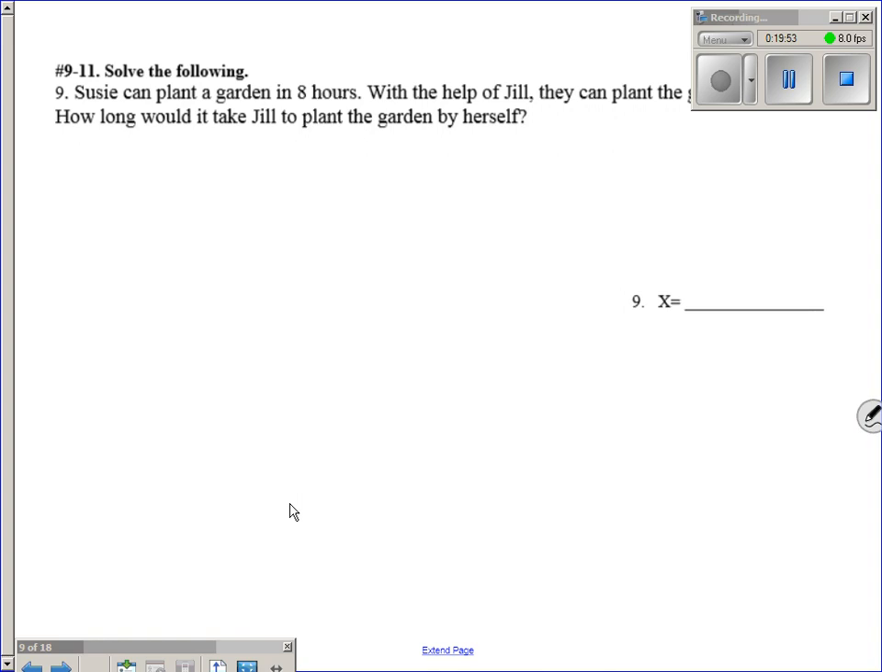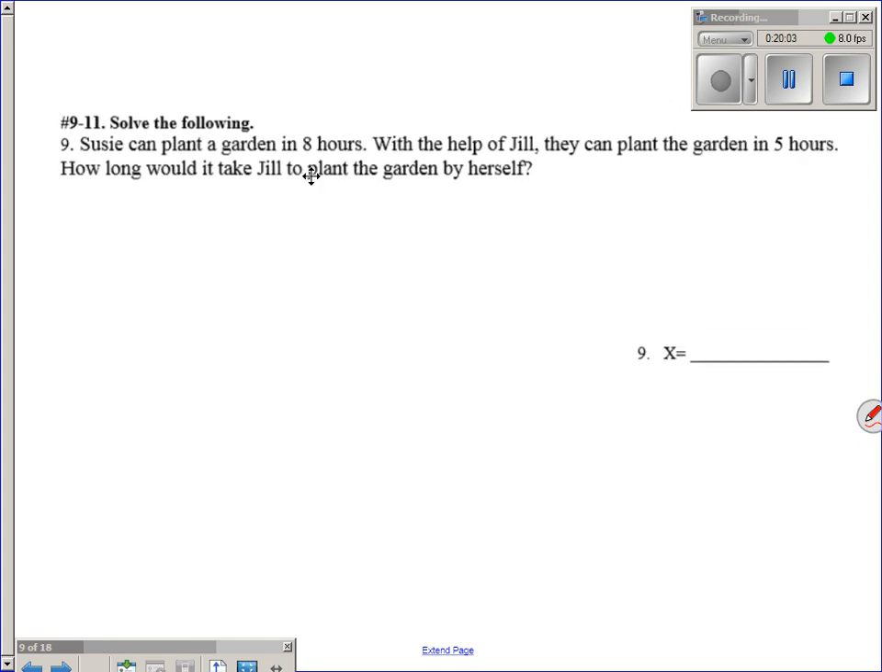Okay, number 9. Ooh, this is the problem that you guys like. This is the work problem where we set up our people added together, and then equal them to how much they can do together. So you see that we have two people, we have a Susie and a Jill. So 1 over Susie plus 1 over Jill equals 1 over them together.